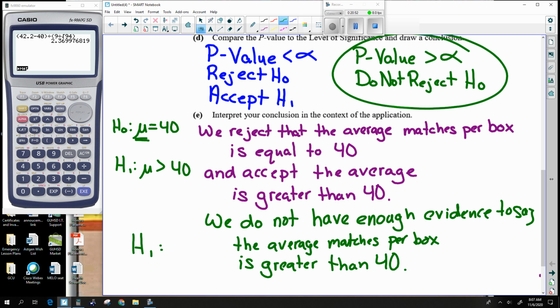When we reject H naught and accept H1, that's exactly what we say. We reject H naught and accept H1. And then when we do not reject H naught, that means we do not have enough evidence to say H1.